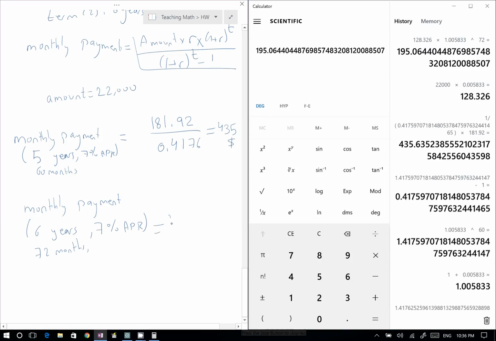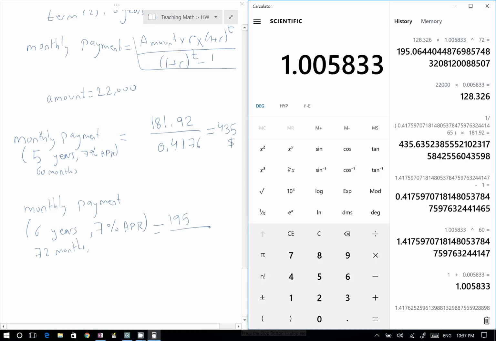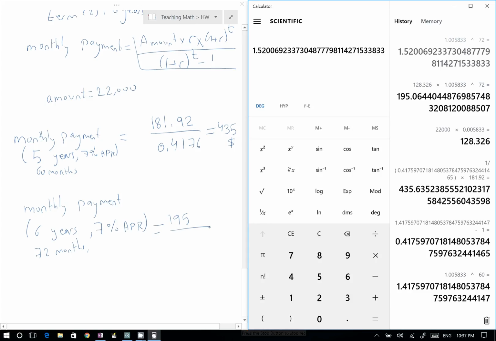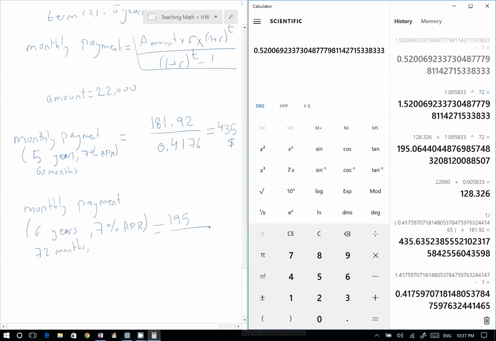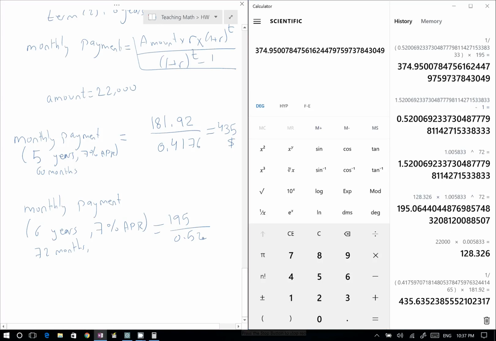195. Now I should do 1 plus R, 1.005833, raised to the power 72, minus 1, 0.52. 1 over answer multiplied by 195, $374.